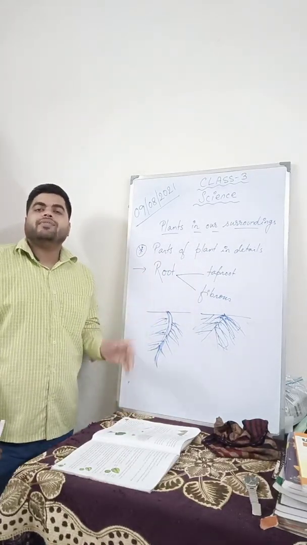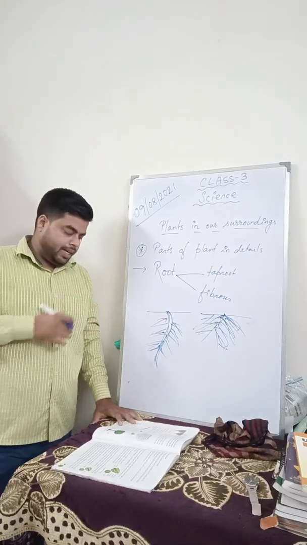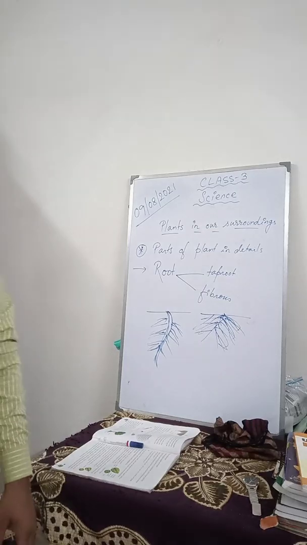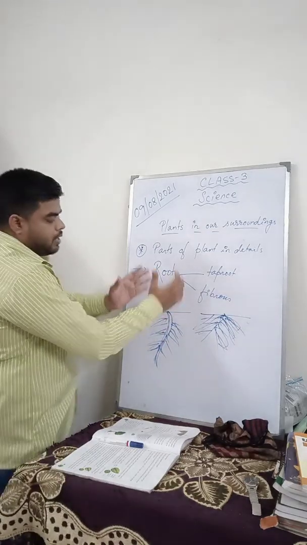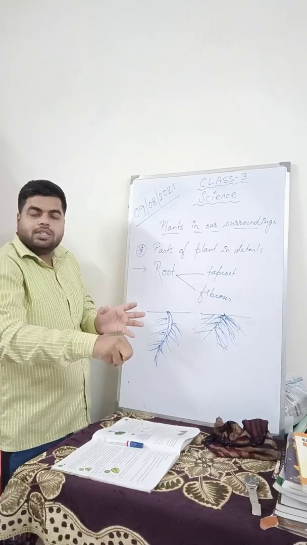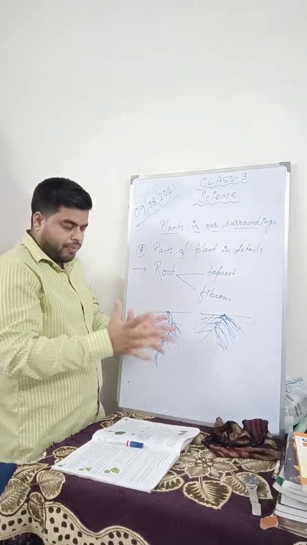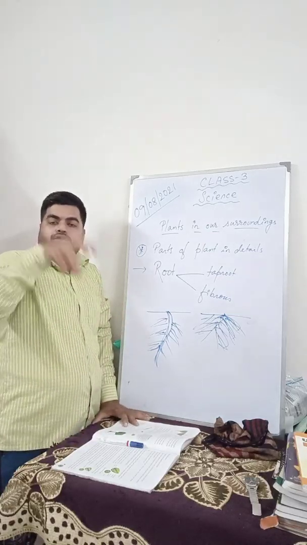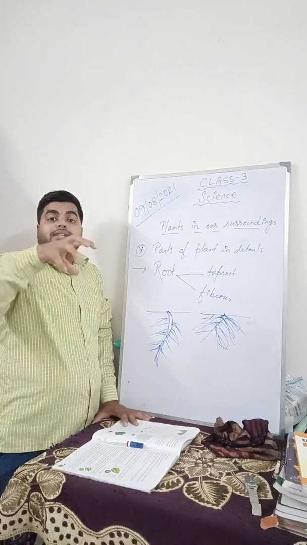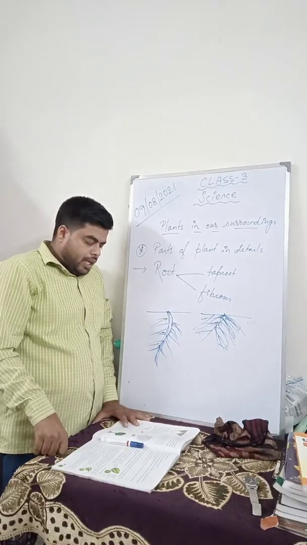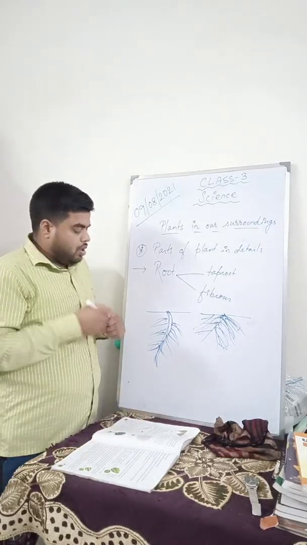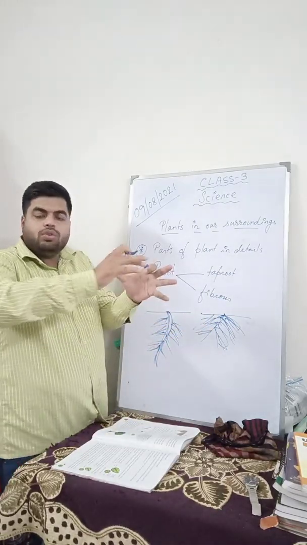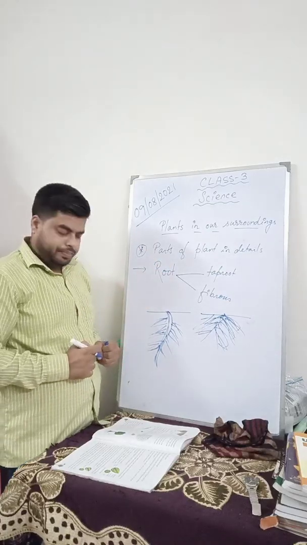Now, roots have different functions to perform. What are these functions? Let us see. Number one, it fixes the plant firmly in the soil. That means when a plant grows, it keeps the plant strong and firm in that area of soil. It helps the plant to stand upright in its fixed place. It holds the soil together. When these roots are there, they make the soil compact together.